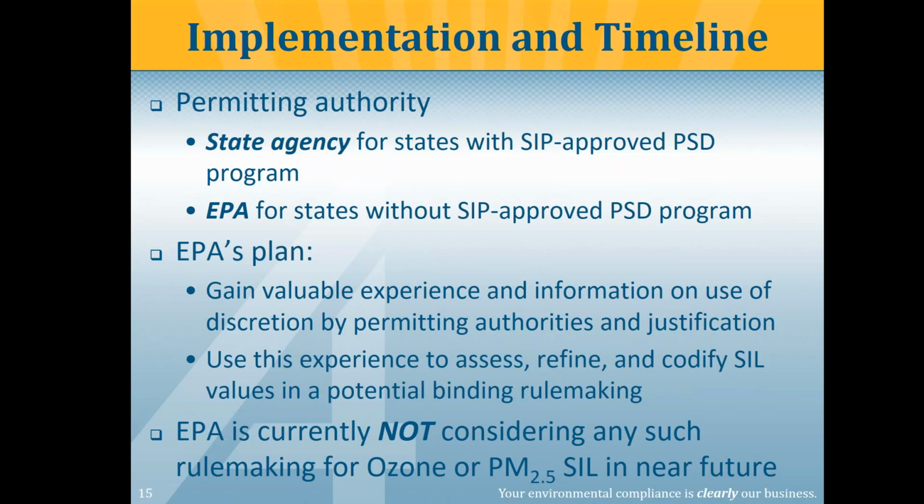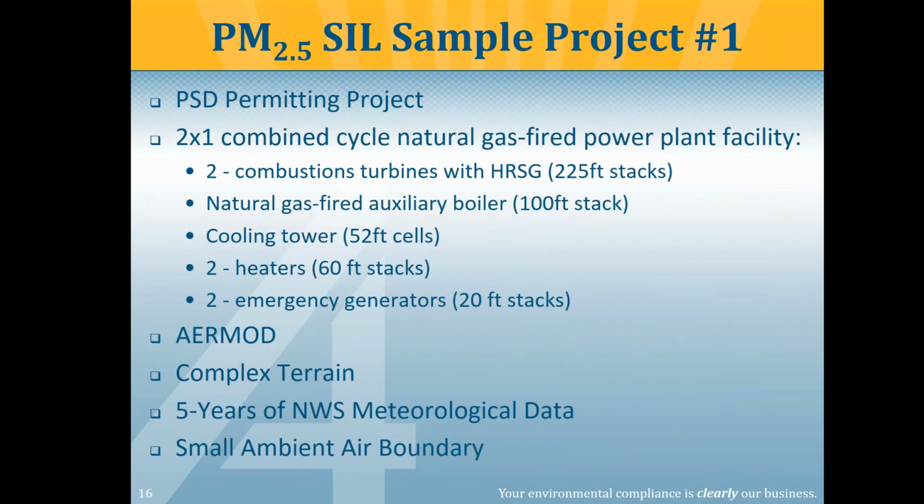And what they are assessing is that once EPA gathers all this information from different states and different permit applications, they can then revise this guidance and eventually codify this to make it potentially a binding rulemaking. EPA was very clear that currently they do not have any rulemaking plans in the near future. So you can anticipate that Ozone and PM2.5 SIL will stay in this guidance format for at least the near future, and whatever that means for EPA's timeline, near future. But so that's the implementation and the timeline portion of it.